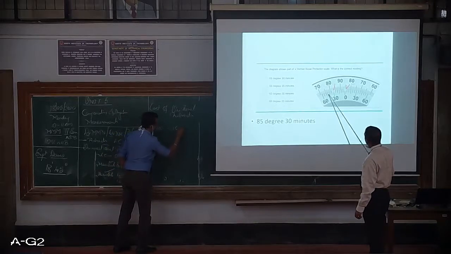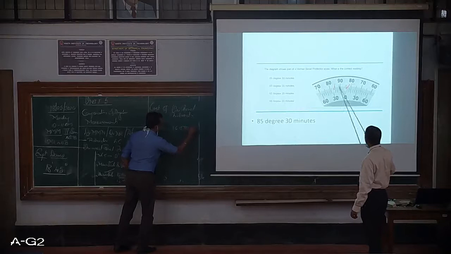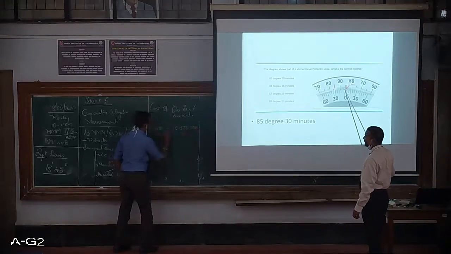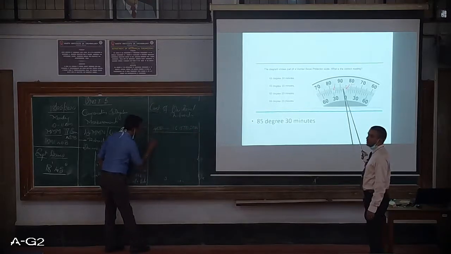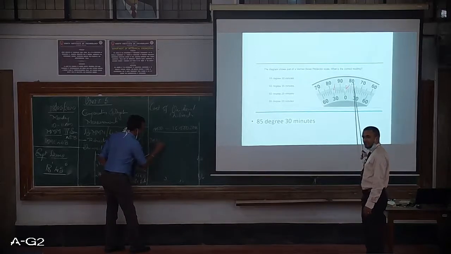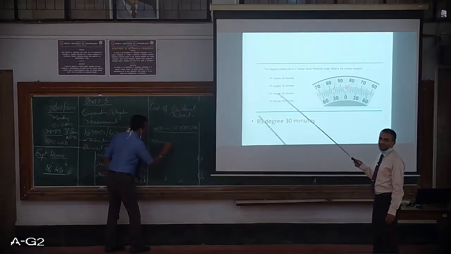Sometimes you might get confused, start reading from this side, then you might say this is 94 and 95. This is not possible because the next value is 80. So it has to be from right to left.